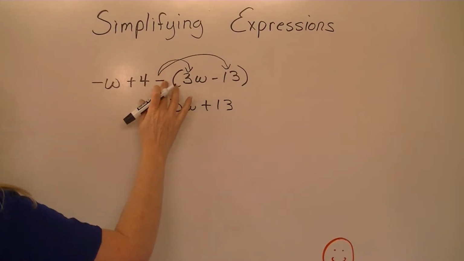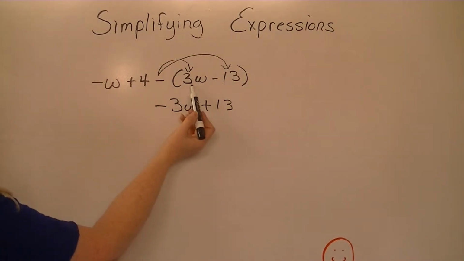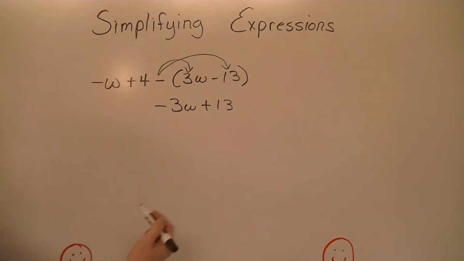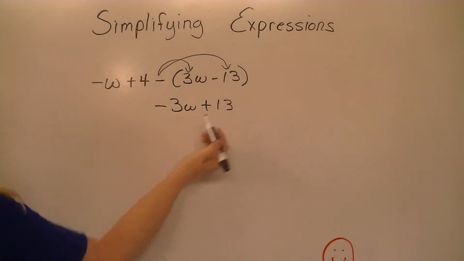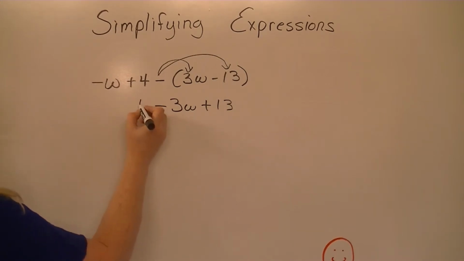So when there's a negative outside of parentheses, every term inside the parentheses comes out opposite. This was positive, it's now negative. This was negative, it's now positive. And then I'm going to drop everything else down.